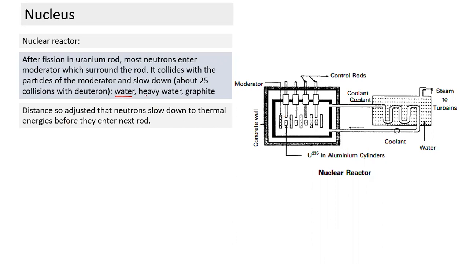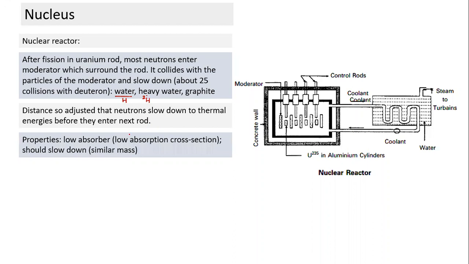Heavy water. What is the difference between water and heavy water? In the compound H2O, it is hydrogen. Here deuterium is there, so this atom is slightly heavier compared to the hydrogen atom. Or graphite. These are the common moderators used, and the distance is so adjusted that neutrons slow down to thermal energy before they enter the next rod. That's the role of the moderator.